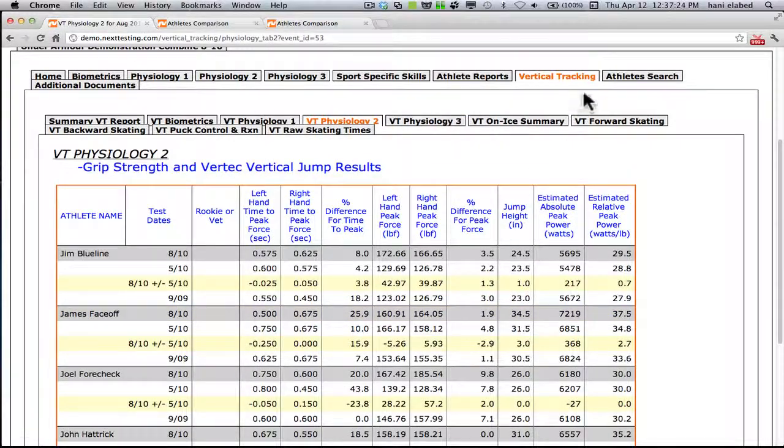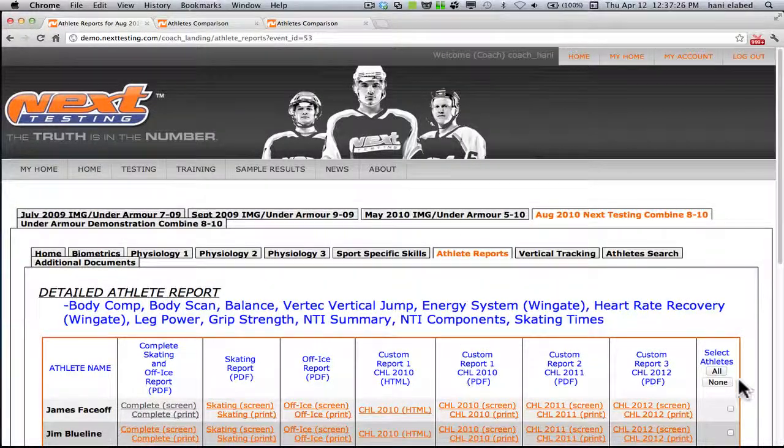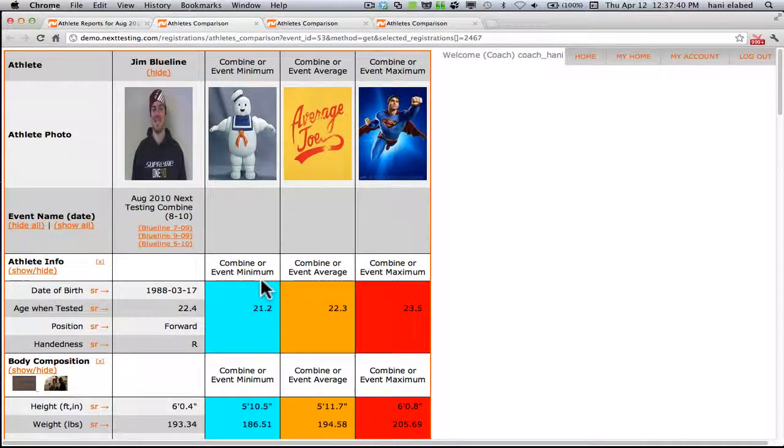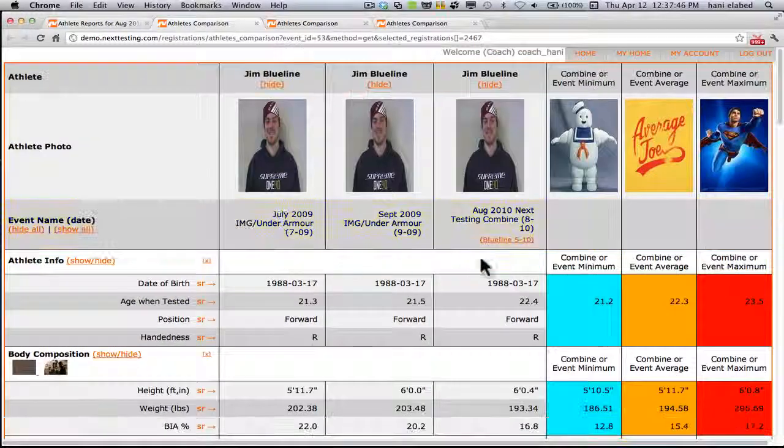If we were to go back to the athletes report and just focus on Jim, we say just Jim. Get an athletes compare of only Jim and all his events. Let's expand the events here.